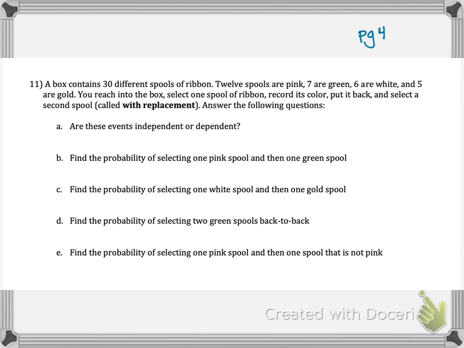All right, let's go ahead and read together. It says, a box contains 30 different spools of ribbon. Okay, so this is our total in S, okay? This is our entire sample space. Now let's keep reading. We know that 12 spools are pink, 7 are green, 6 are white, and 5 are gold. So I'm actually going to make a little running list on the side here of the information we were just given. All right, let's do it at the top.